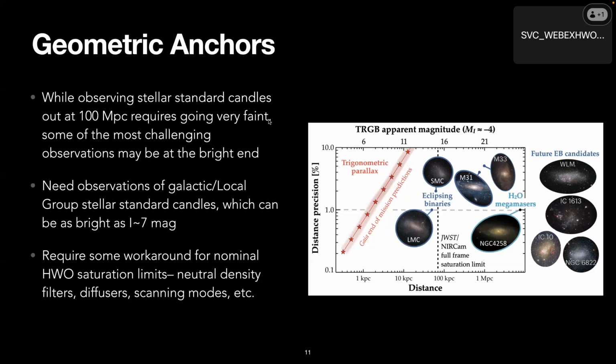I think actually some of the most challenging observations with Habitable Worlds are going to be at the bright end, because we need to do the calibrations of these stars in the Milky Way and the LMC and the SMC, where these stars are very bright. And so we're going to need to be careful about developing clever techniques to get around the nominal saturation limit of Habitable Worlds. So whether those are neutral density filters or diffusers or scanning modes like we use on HST, I think that's going to be a huge necessity.